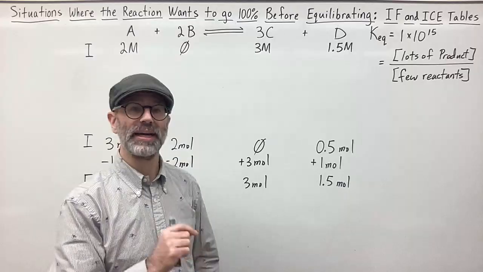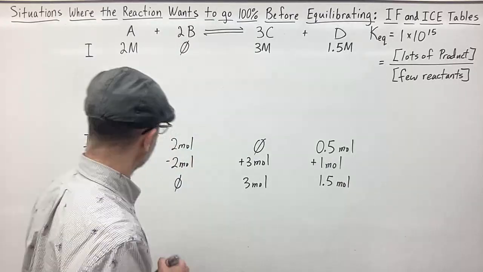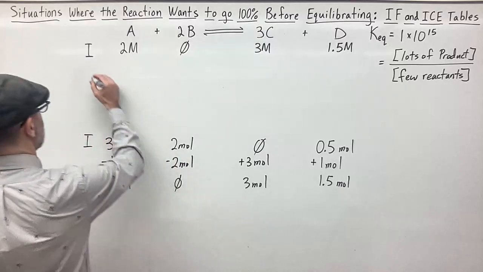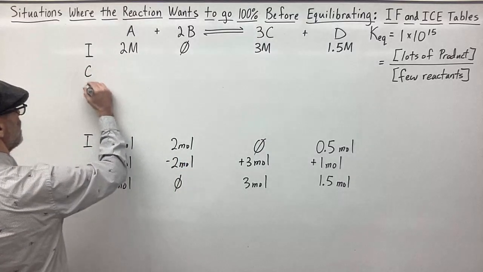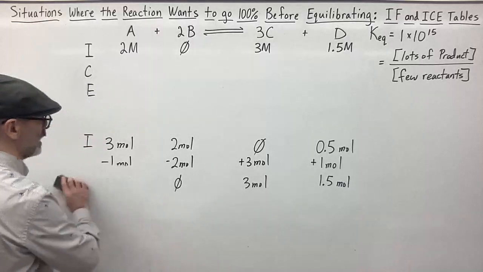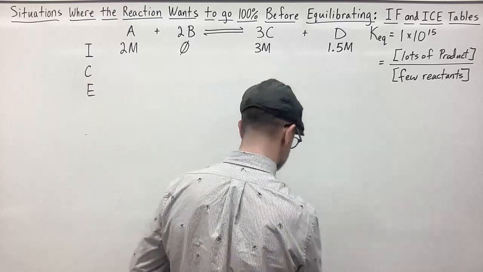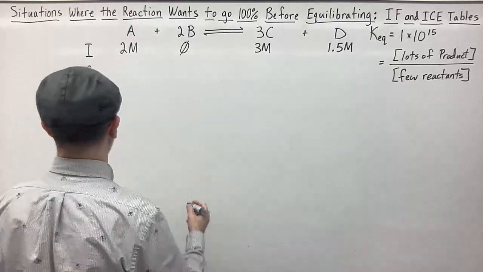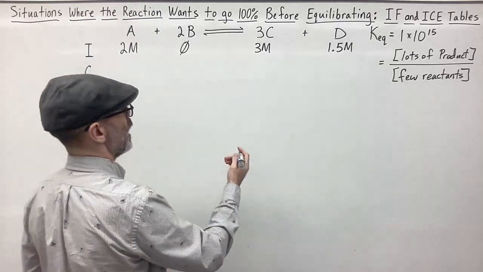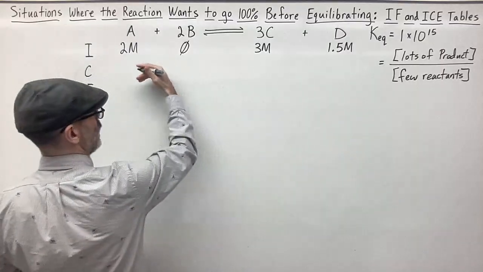And now I can do the x is negligible assumption. So let's go ahead and do that. So now I have ICE. Okay, so we don't need this anymore. It's served its purpose. And so now I can do my ICE table. So I know it's going to shift this way.